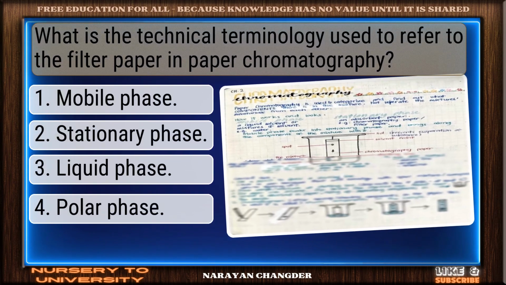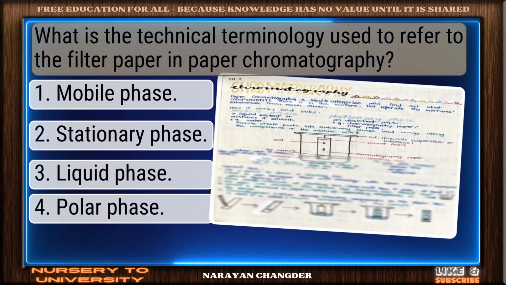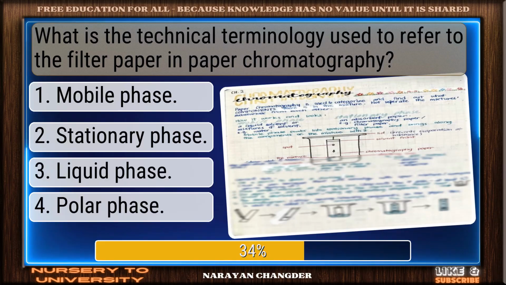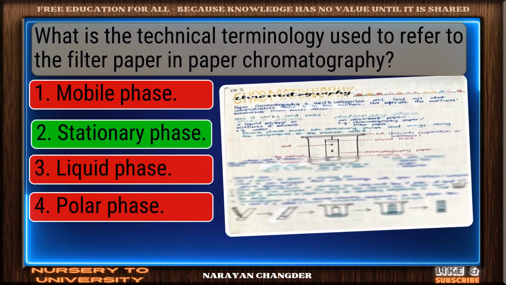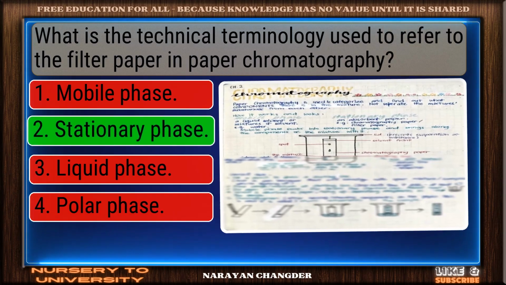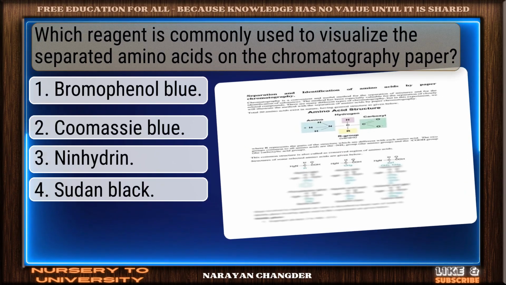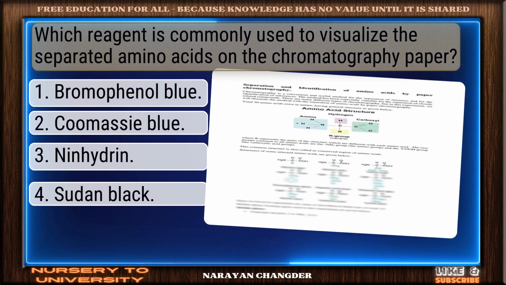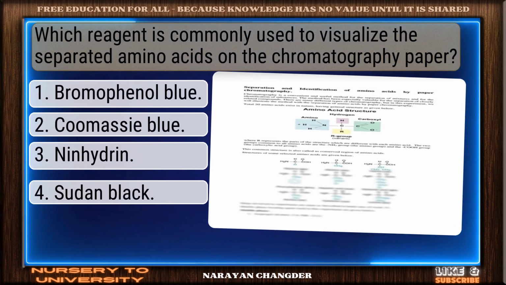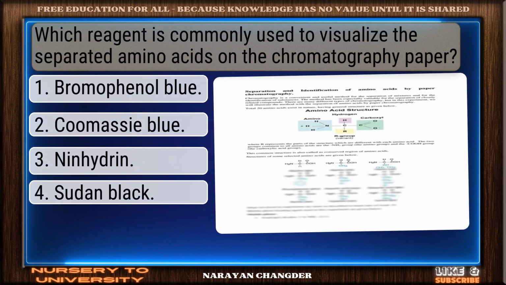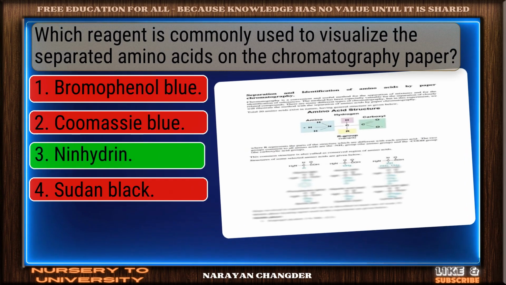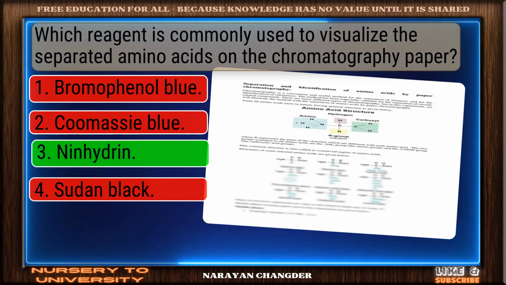What is the technical terminology used to refer to the filter paper in paper chromatography? Exactly. Stationary phase makes sense, and it is the right choice. Which reagent is commonly used to visualize the separated amino acids on the chromatography paper? Solid response. Ninhydrin is a valid choice.